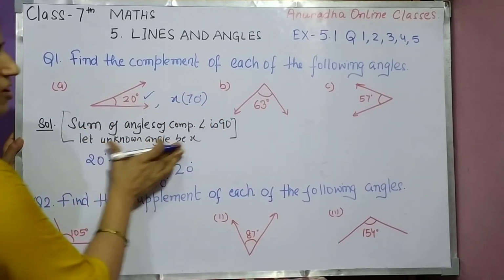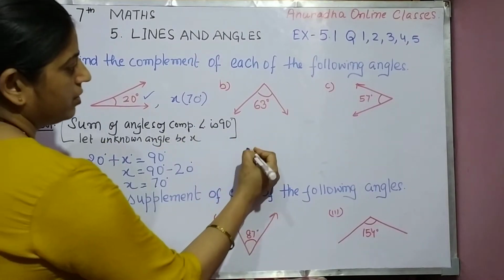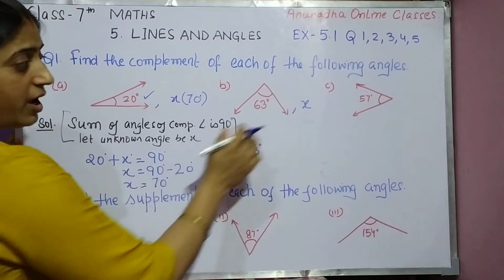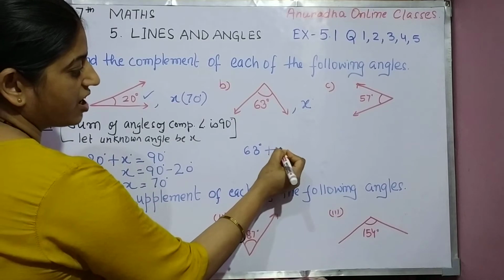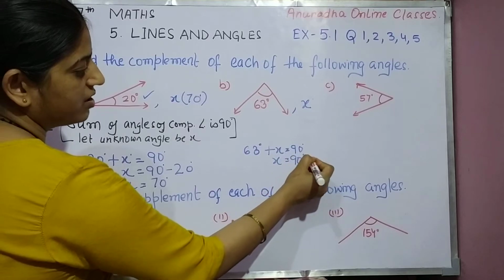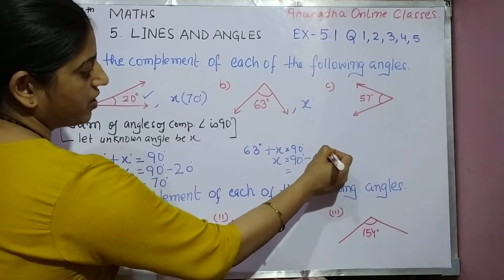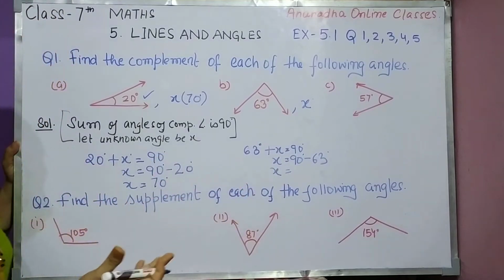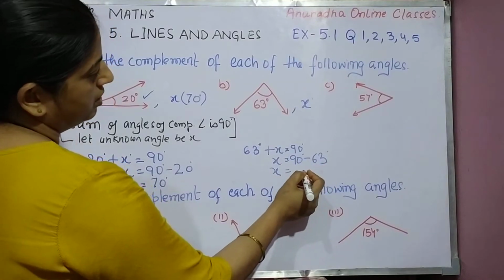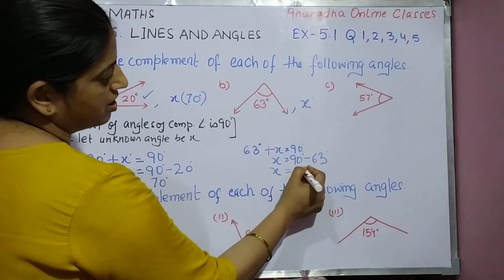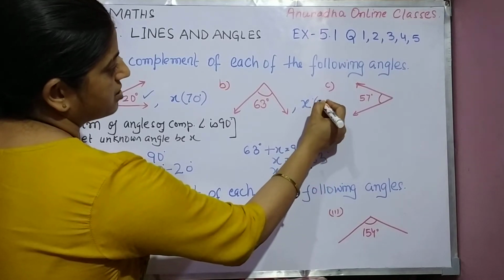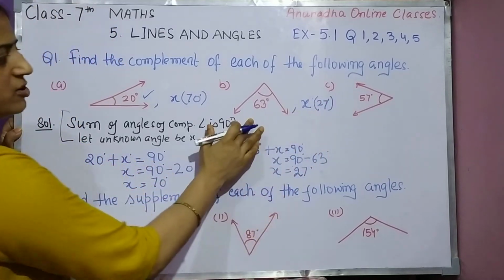Right children, in the same way you will write here also, then 63 degree and let the other angle be x degree. So this plus x is equal to 90 degree. Then x is equal to 90 degree minus 63 degree. So children, it is very simple, just you have to keep in mind कि कैसे करना है. This is the way how you will do the sum. So this is 63 minus, this is 10, 10, 7 and this is 8, this is 27 degree. So x is 27 degree. This is the complement of this.